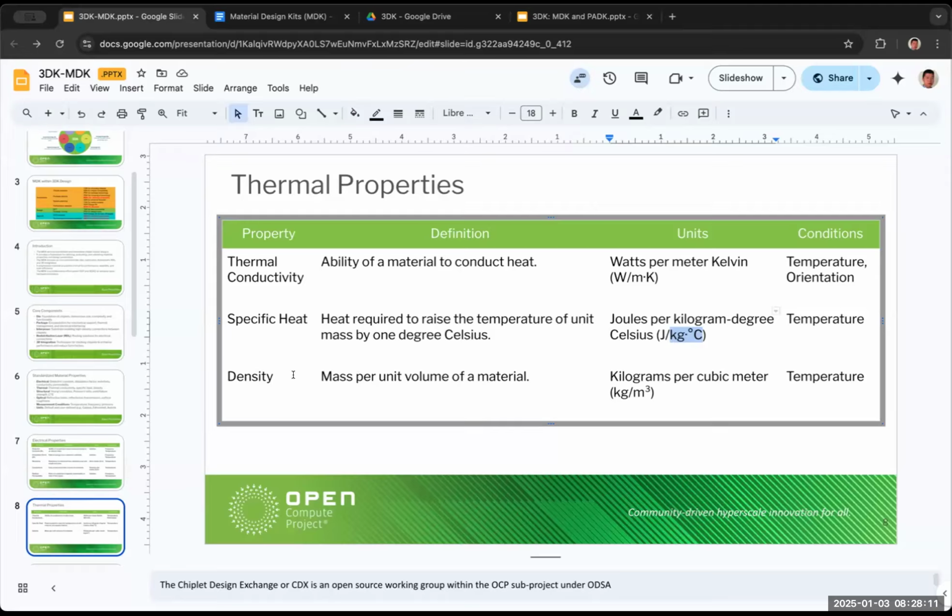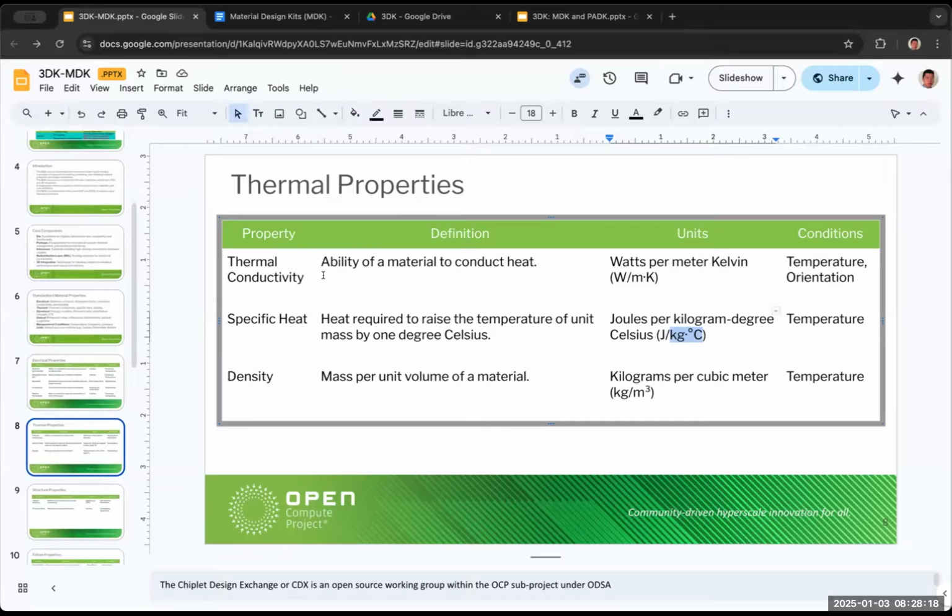So that one is just the densities of the material that impact the unit as well. Also the impact on the thermal properties as well.